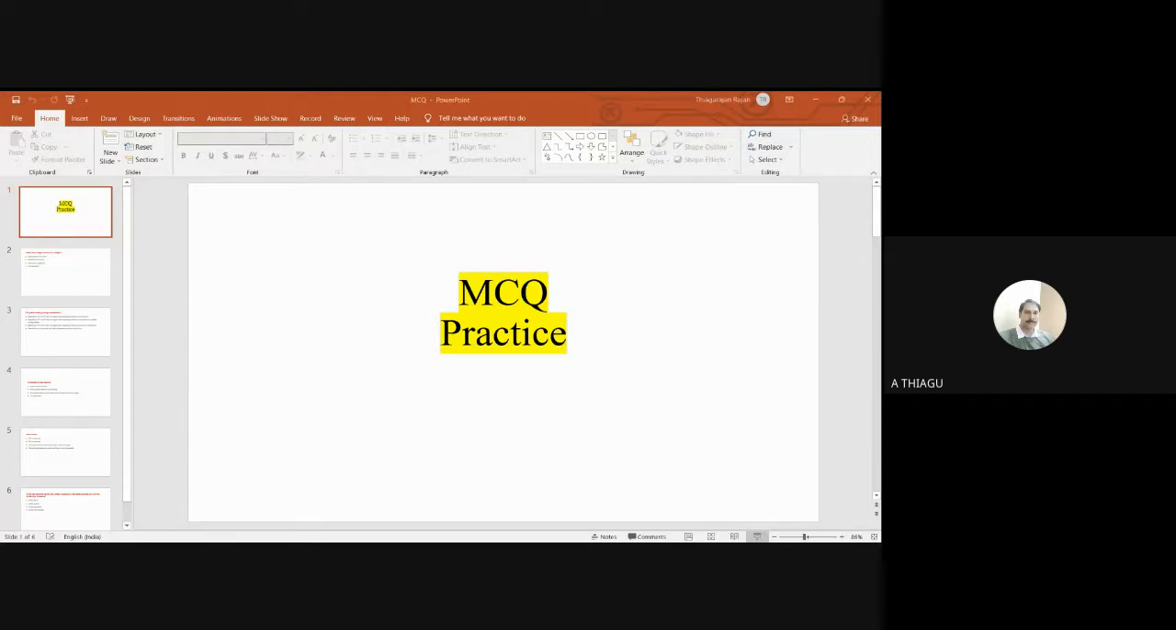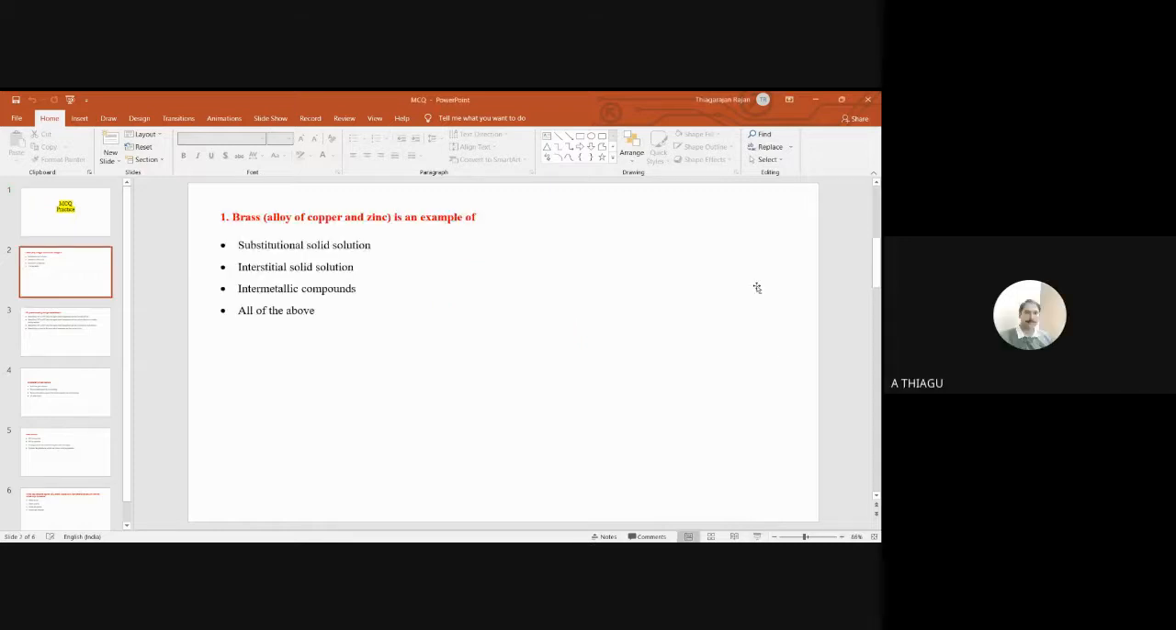What type of solid solution is it? Substitutional, interstitial, intermetallic, all the above. Which one is correct? Sir, the module is not visible, sir. Not visible. Okay. Thank you.